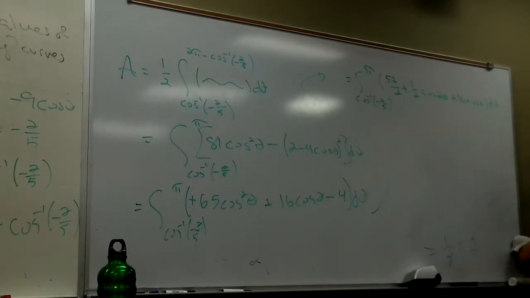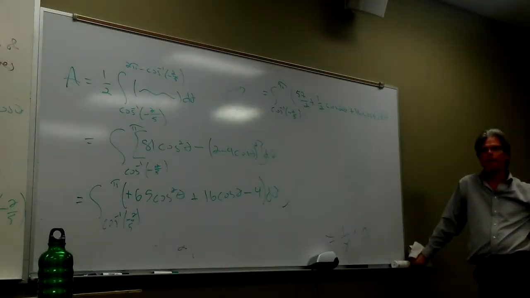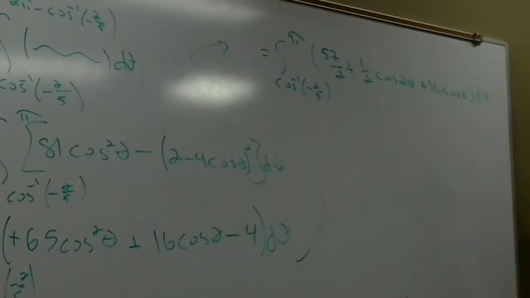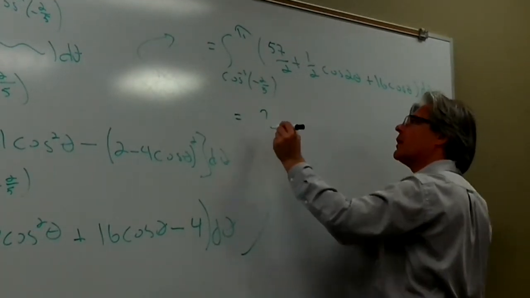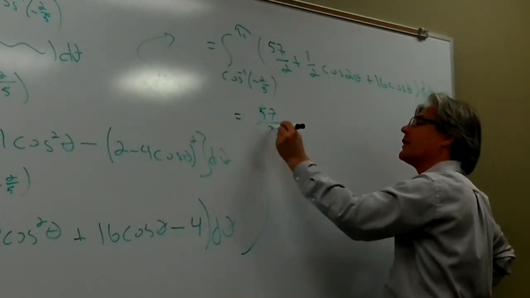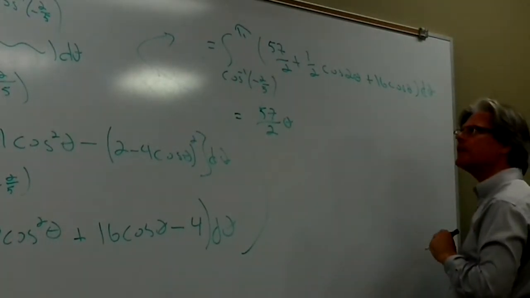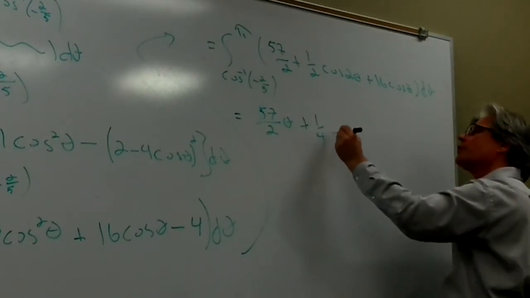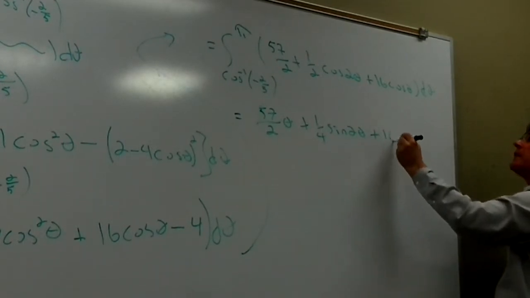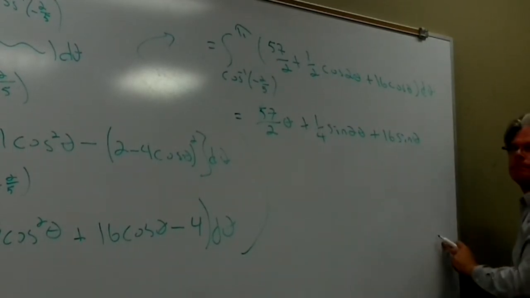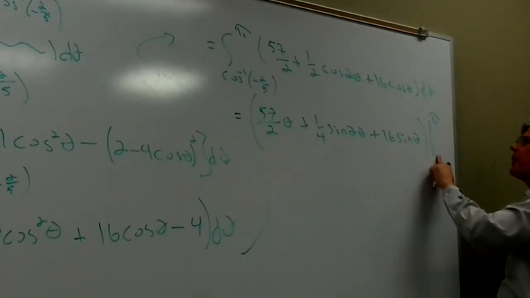Are you guys still checking my arithmetic? If you are okay with my arithmetic, let's anti-differentiate. I think that gives me 57 halves theta. Anti-differentiating cosine squared, does that give me a positive 1/4 sine of 2 theta? And a positive 16 sine of theta? And I'm going to evaluate from here to here.